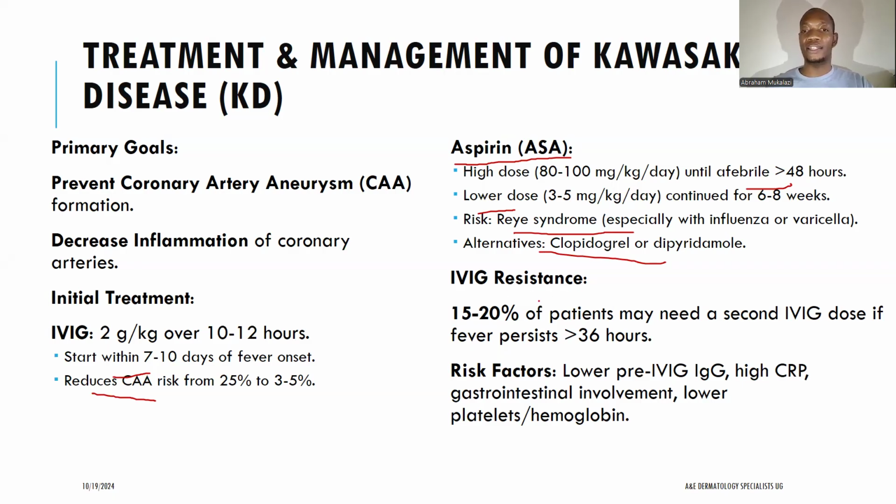Then sometimes we get IVIG resistance, where it doesn't work. Sometimes 20 to 25% of the patients may need a second dose of IV immunoglobulin if the fever persists for more than another 36 hours, that is 1 day and a half. So if you give the first shot of IG and the fever is still persisting, then you can go ahead and add a second dose.